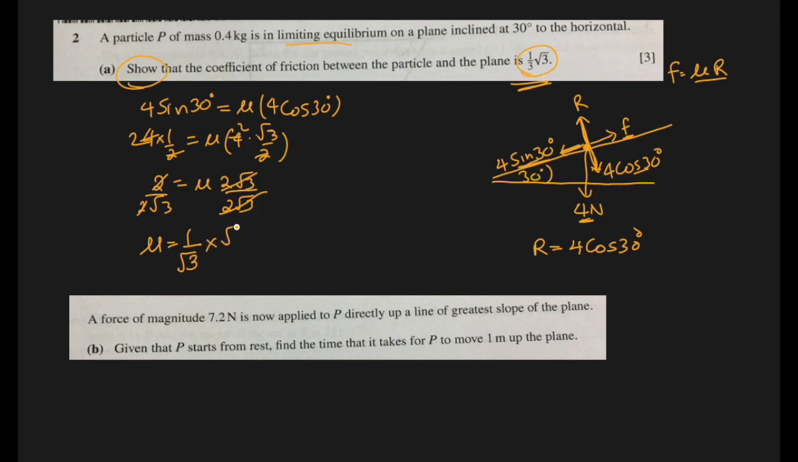For that, we will rationalize the denominator, multiply by square root 3 up and down. Square root 3 times 1 is square root 3. Square root 3 times square root 3 is complete 3, and now we got what they wanted, which is 1 over 3 square root 3, same thing as this.